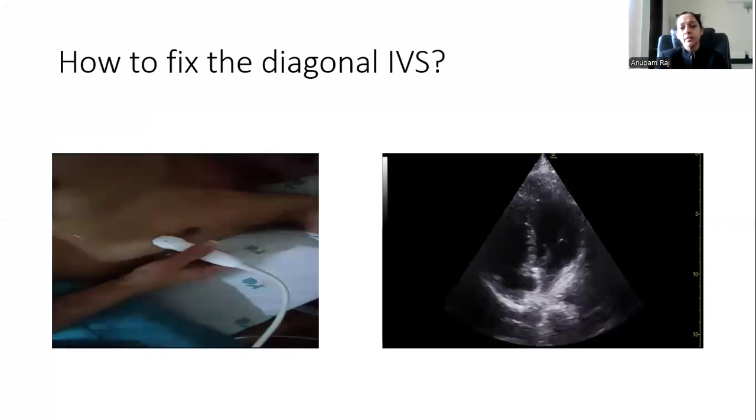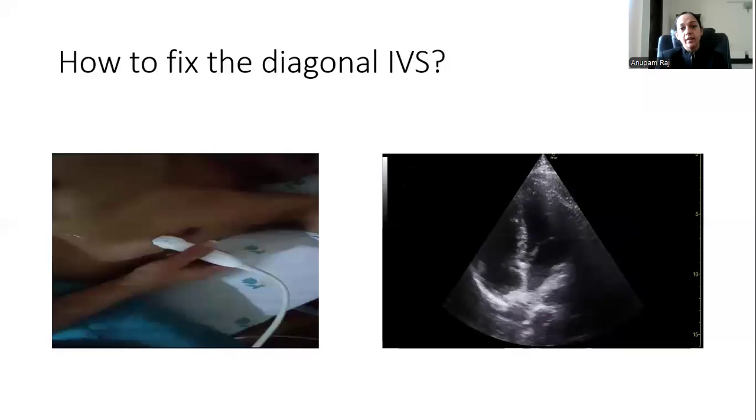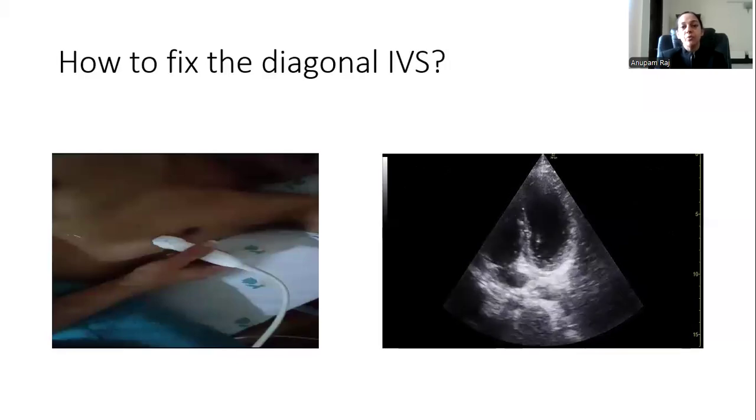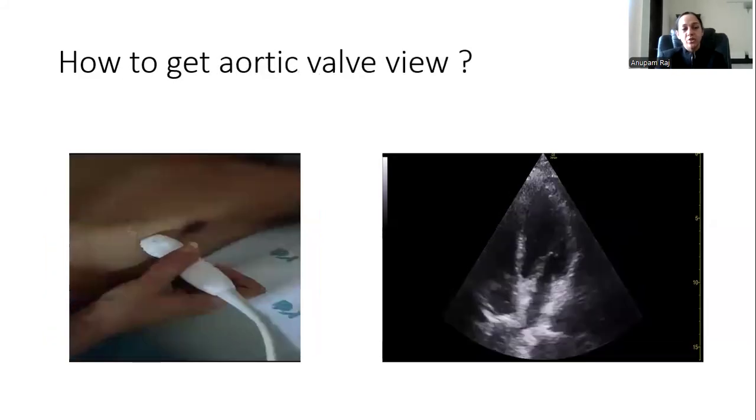Now, this is the video presentation of how to fix a diagonal heart. Basically, to fix this, all you need to do is gently rock your probe and you will be able to achieve the best straightened IVS. On the contrary, you can also move your probe to the left side and thus help straighten the IVS in most patients.